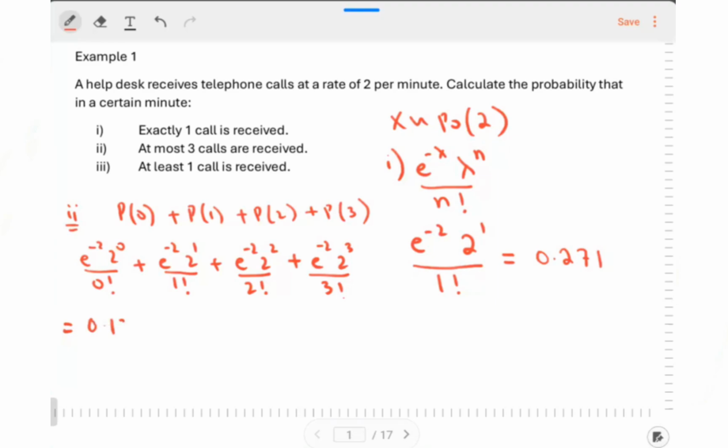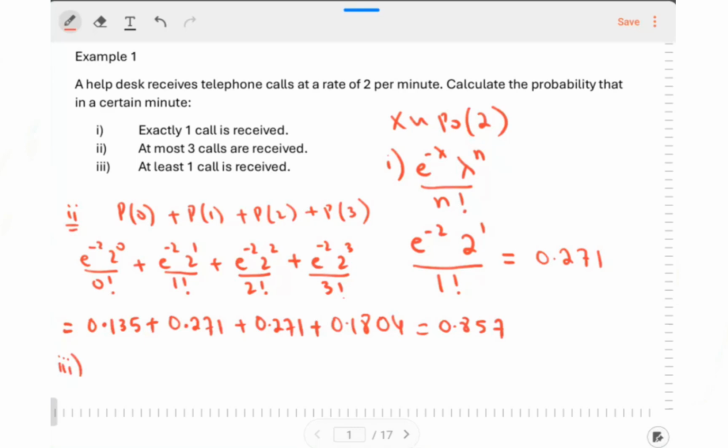The first one is 0.135, the second is 0.271, the third is also 0.271, the fourth is 0.1804. Final answer is 0.857.